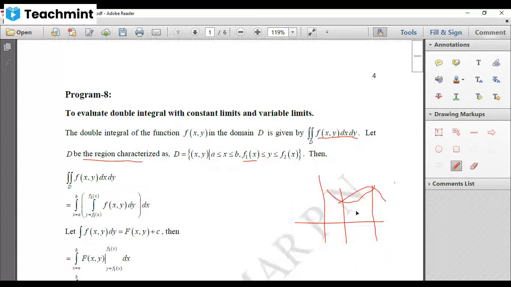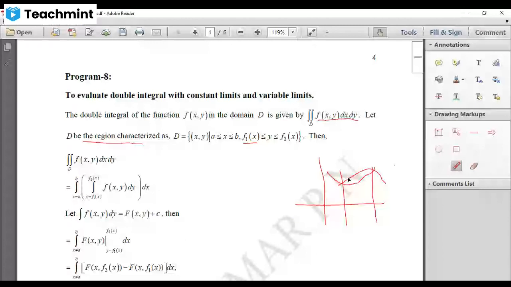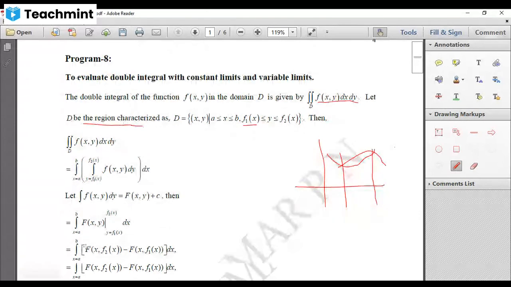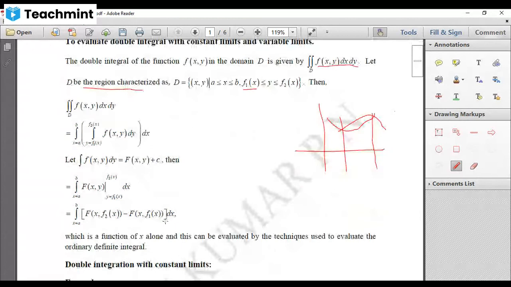Now you know that for evaluating the double integral, because your y is a function of x, first you have to evaluate this function f of xy with respect to y, where y varies from f1 to f2 of x, right? Then afterwards, this answer should be evaluated with respect to x, where x varies from a to b. That's it. So that is how you are going to evaluate the integral.